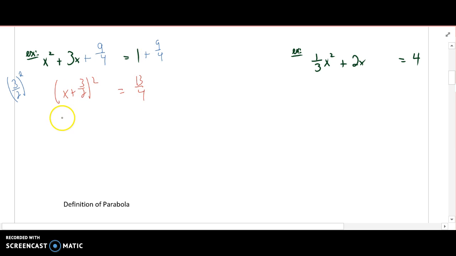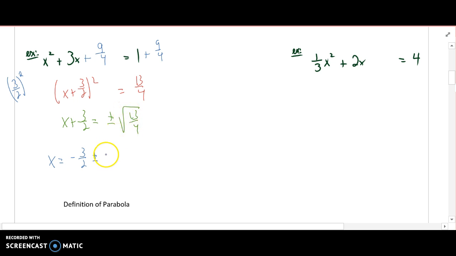Next, take the square root of both sides. So x plus 3 halves equals plus or minus the square root of 13 over 4. One more step, we need to subtract 3 halves from both sides. So negative 3 halves plus or minus.